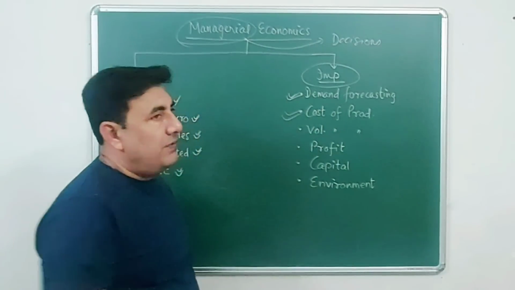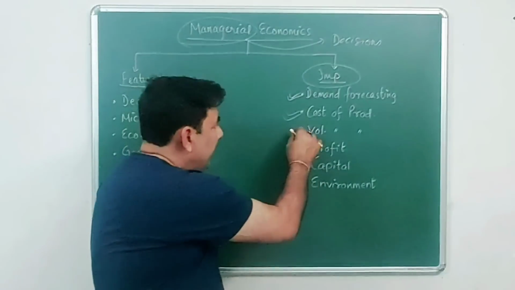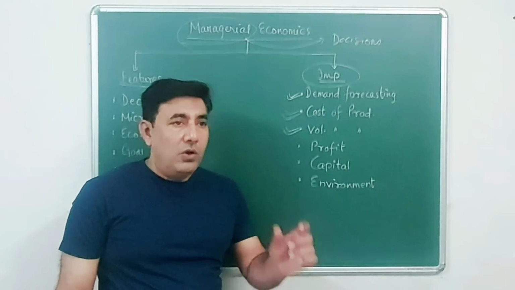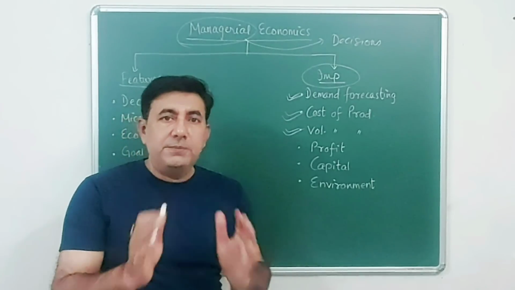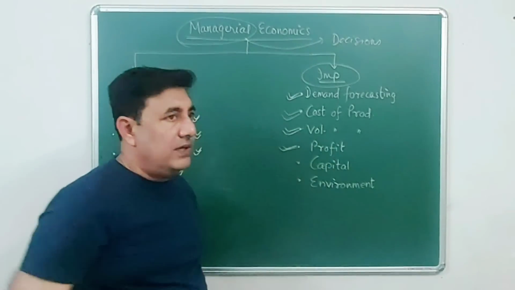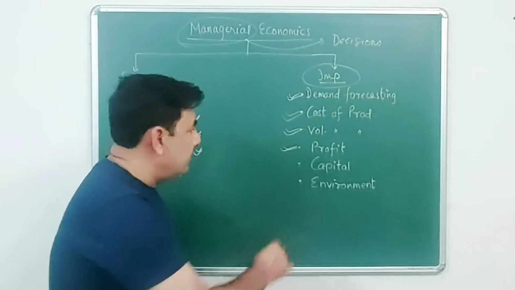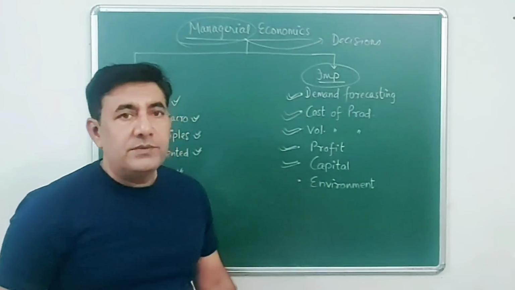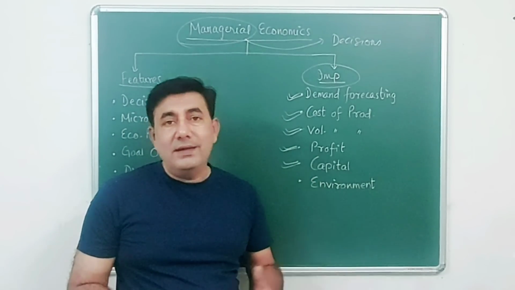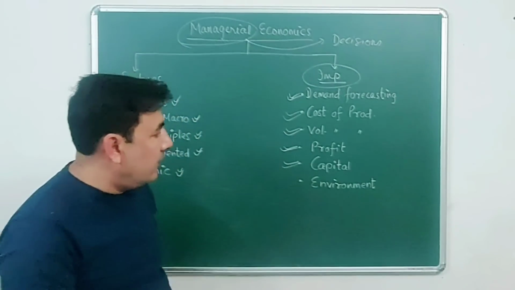We can find out the cost of production of a particular commodity, right? We can also find how much should be the production of one particular commodity, or during a particular period of time, how much product we should produce. Then we can also find out what should be our profit margin while fixing the price of the product. Okay. Then comes capital. How much capital, how much investment, or any project appraisal. That can be studied by using managerial economics.